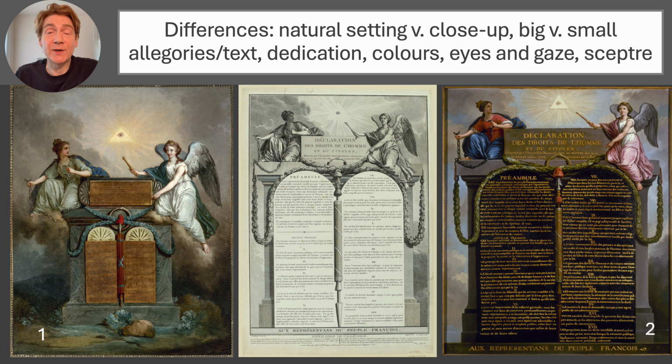Just first, a quick reminder of the differences between version 1 and 2 and the engraving. The natural setting disappears, the text becomes central while the allegories are mainly illustrative. The whole is dedicated to the representatives in the National Assembly. The figures have different colors. The right allegory points with her scepter towards the eye of Providence and is directly looking at the viewer.